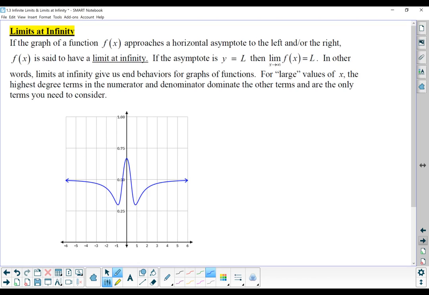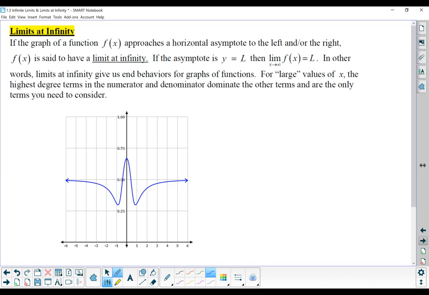Okay, now we're going to talk about limits at infinity, which is much different. So infinite limits are vertical asymptotes. Limits at infinity actually have to do with the horizontal asymptotes that a graph might have. So if the graph of a function approaches a horizontal asymptote on the left and or the right side, it's said to have a limit at infinity.